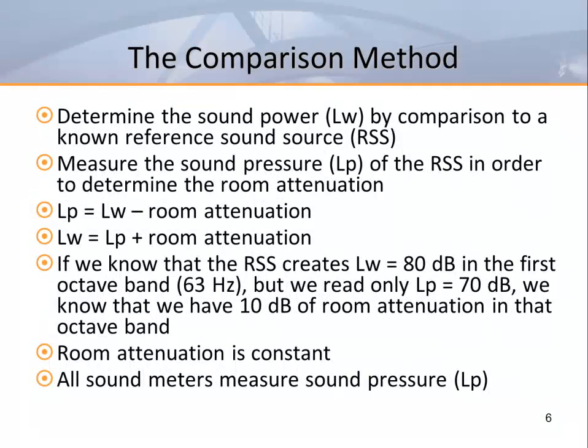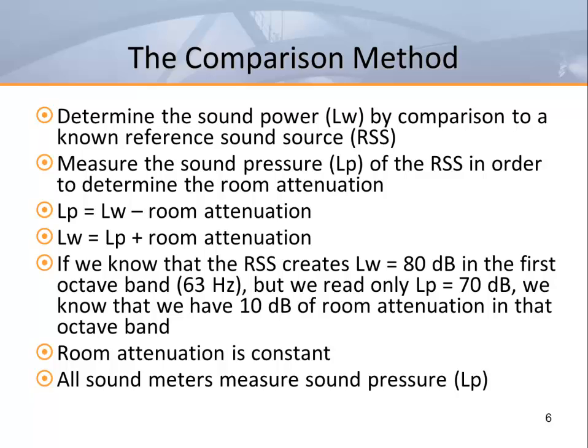Sound power cannot be measured directly, so it is necessary to use the comparison method to calculate sound power from sound pressure readings. All readings taken with microphones are sound pressure readings because microphones are simply high-speed pressure transducers. The difference between sound power, the total sound energy produced by the item under test, and sound pressure, the resulting room sound level, is called room effect, room absorption, or attenuation.